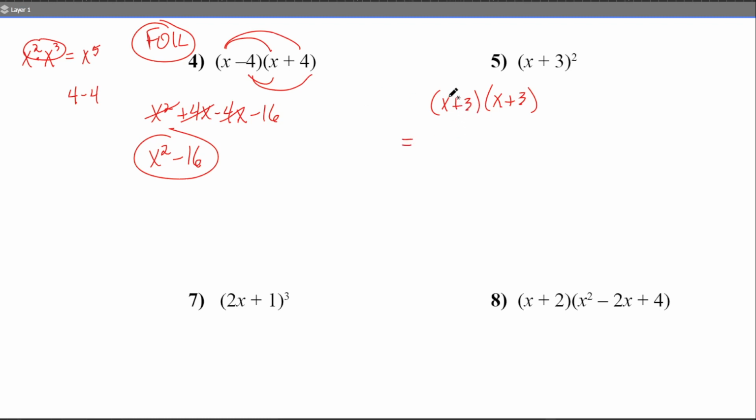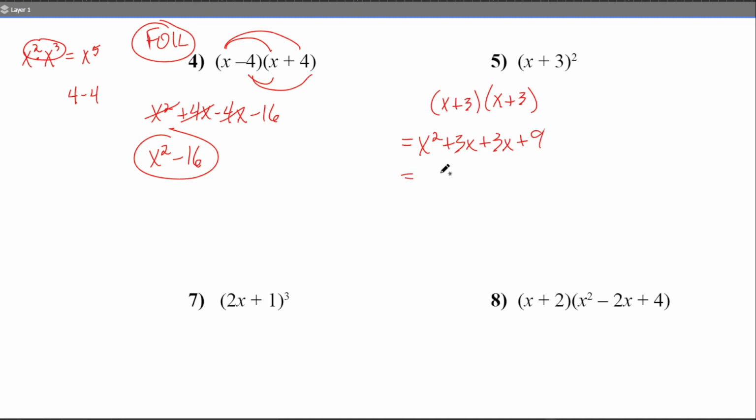It's a FOIL method. So I do first, outside, inside, last. I'm not going to draw the lines this time. So the first is x squared. The outside is plus 3x. The inside is also plus 3x. Same exact thing. And then the two last ones is plus 9, because 3 times 3 is 9.